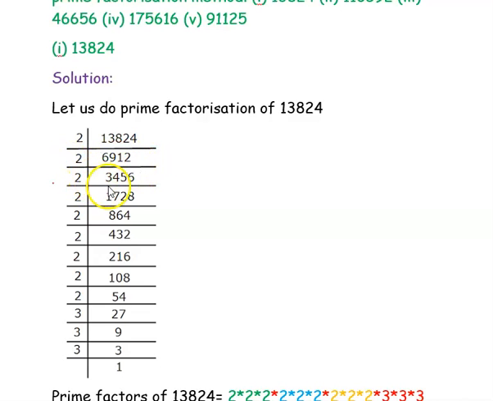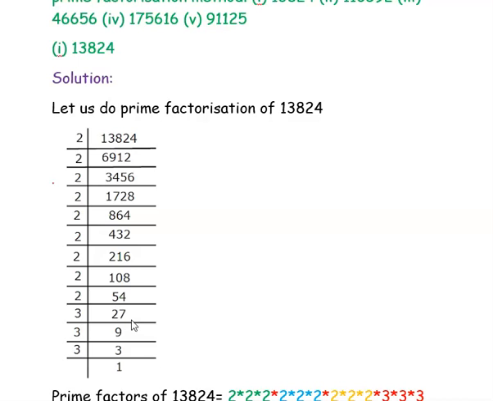Further divide by 2, you will get 3,456. Further divide by 2, you will get 1,728. Further divide by 2, you will get 864. Further divide by 2, you will get 432. Further divide by 2, you will get 216. Again dividing by 2, I got 108. If you again divide by 2, we will get 54. 54 divided by 2 is 27.